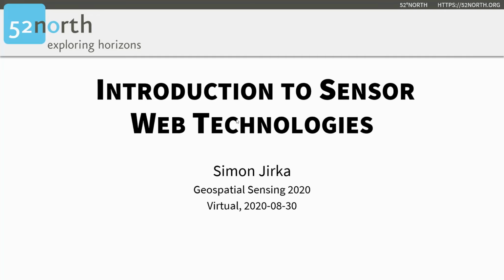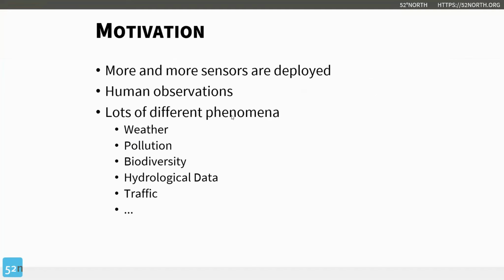So you should be able to see my screen. And first, let's talk a bit about the motivation. So why are we talking about standards? Why do we want to share observations? And there are more and more sensors being deployed.